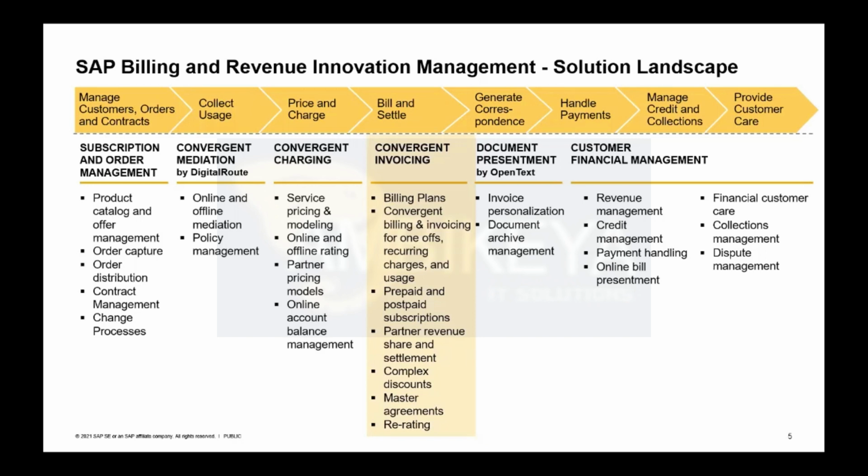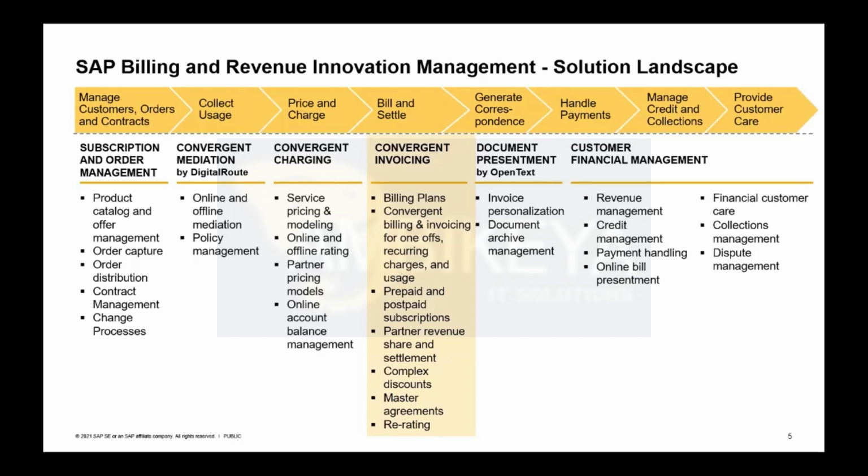With the order distribution in the BRIM landscape, we create a provider contract in Convergent Invoicing and also in Convergent Charging. And the contract management will then later on be done from the SOM as well. We also have change processes, maybe the configuration of the contract changes and the customer selects another service level, or something like this, and we will trigger the change processes from the subscription order management as well.